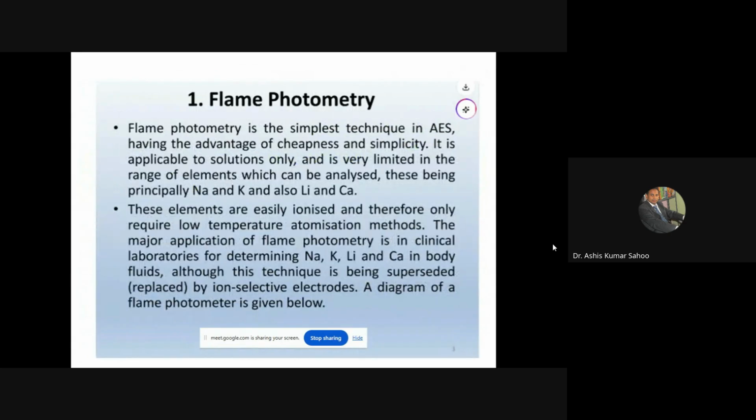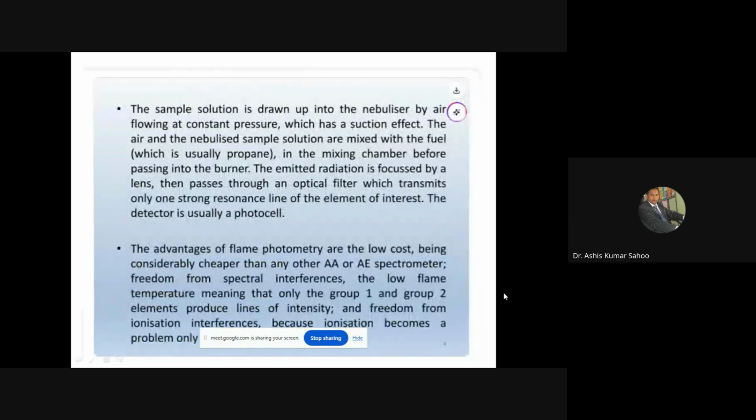Flame photometry is the simplest technique in atomic absorption and emission spectroscopy, having the advantages of cheapness and simplicity. It is applicable to solutions only. The elements are easily ionized, therefore only a low temperature is required. In flame photometry, the clinical laboratory determines sodium, potassium, lithium. A sample solution can be run through a nebulizer. So this is all about the flame.